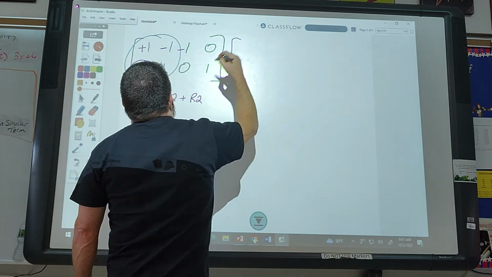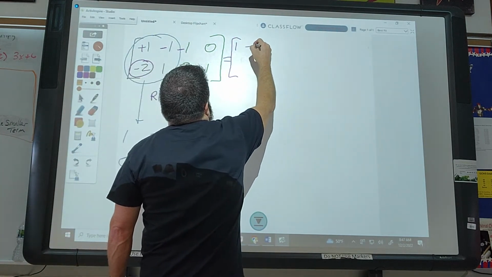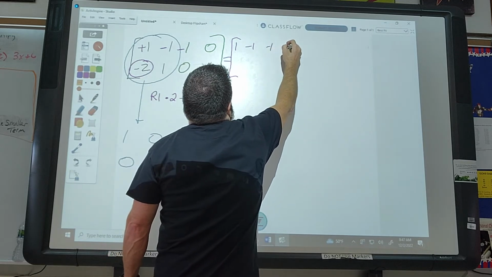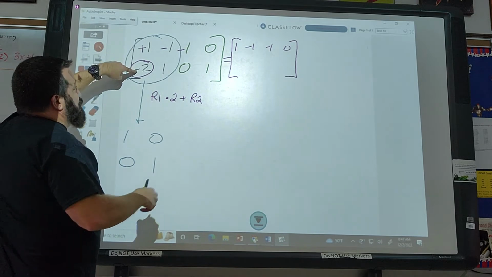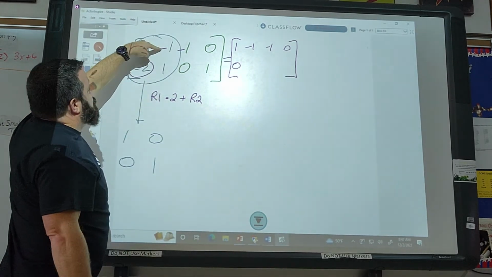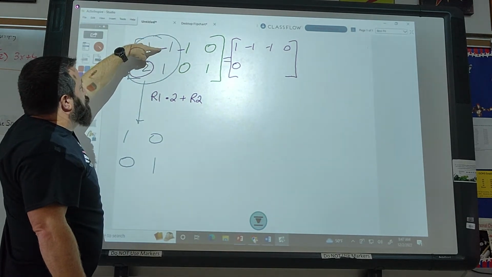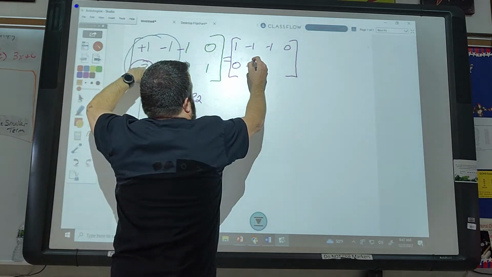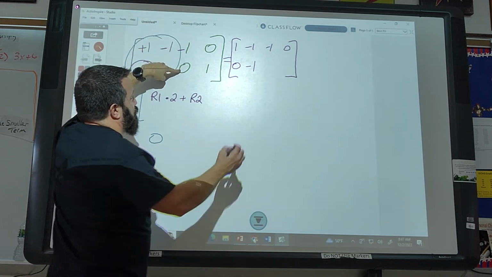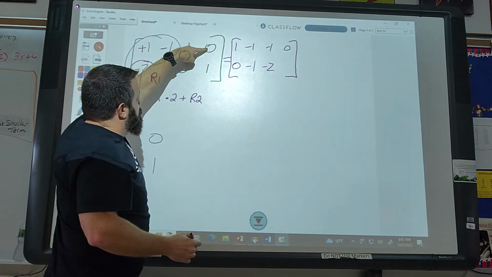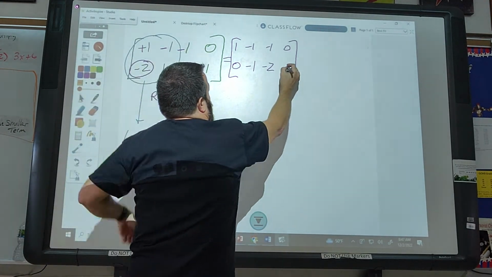Row 1 is not going to change: 1, -1, -1, 0. And then this times 2 plus that would be a 0. This times 2, -2 plus 1 would be a -1, I believe. This times 2 would be a -2 plus 0 would be a -2. This times 2 plus 1 would still be a 1.